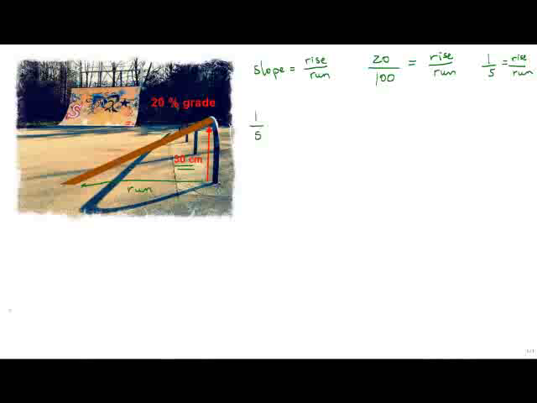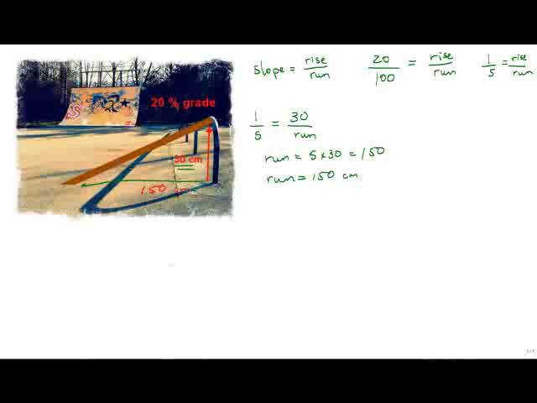So we are going to set up our proportion. We know our slope, 1 over 5, is the same as our rise, which is 30 over our run. And if we just simply cross multiply, we have 1 times the run, which is run equals 5 times 30, and that's 150. So we know our run equals 150 centimeters. So we'll plug that into our diagram. We know our run is now 150 centimeters.